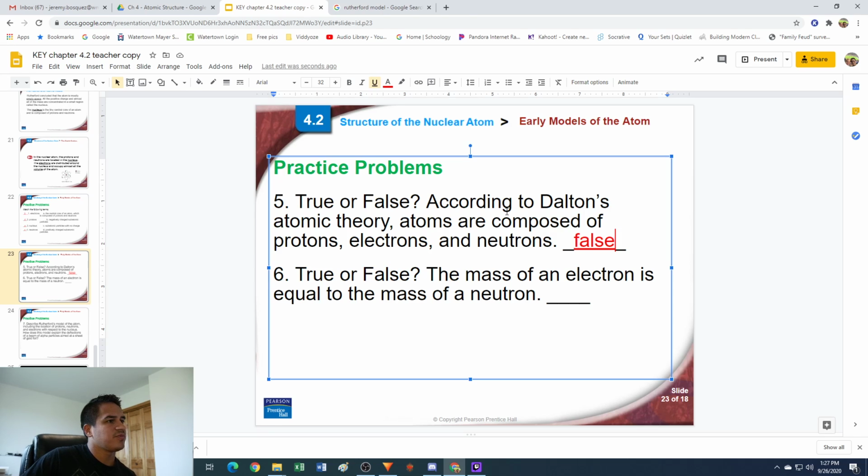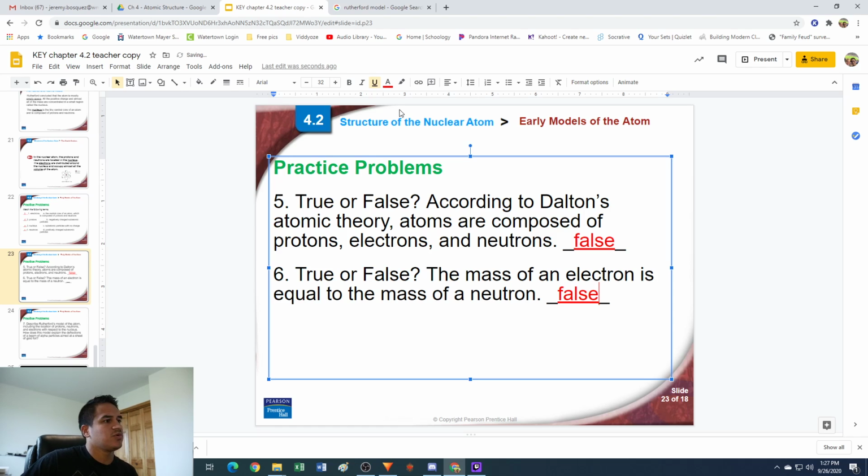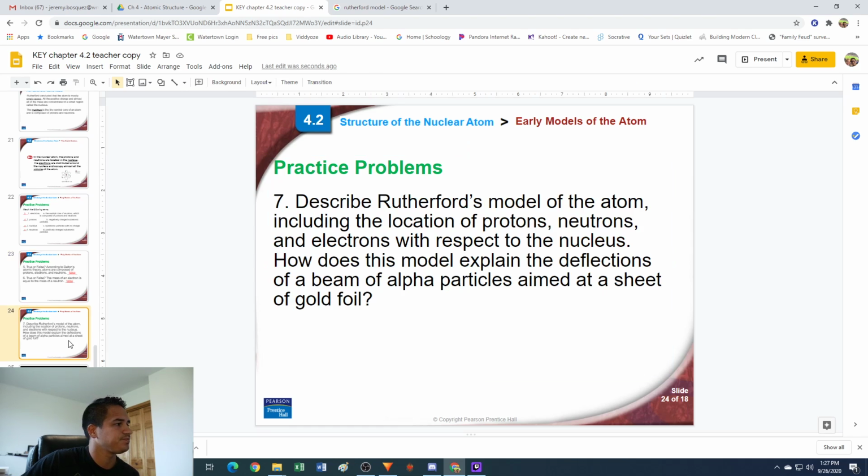Number 6, true or false? The mass of an electron is equal to the mass of a neutron. So this one is also false. Remember that the two particles that are equal in mass are the neutron and the proton, okay? But the mass of an electron is much, much, much smaller than a neutron, to the point where we basically just ignore the mass of electrons entirely.